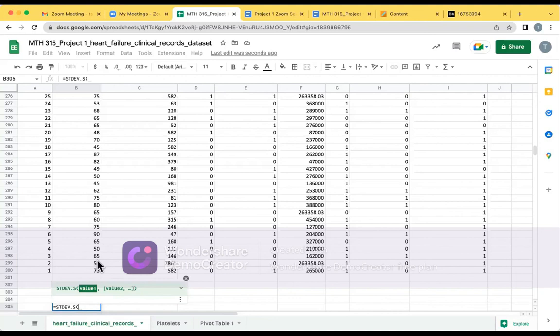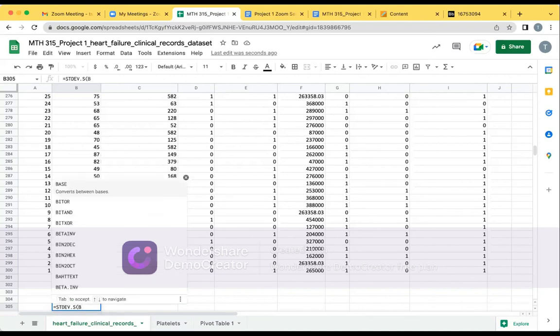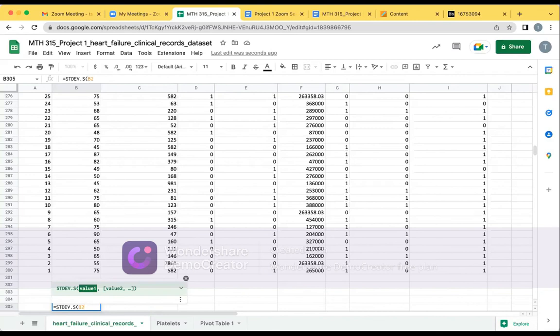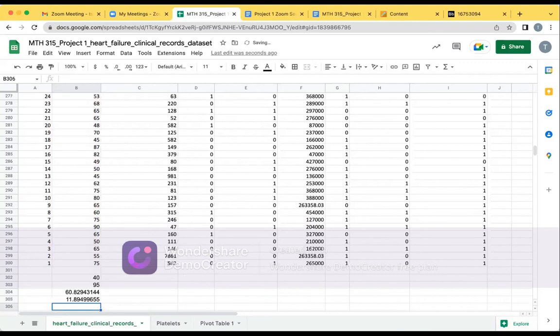So I'm going to again choose B2. I don't know if you both got to standard deviation calculations yet. Maybe not. No, not yet.